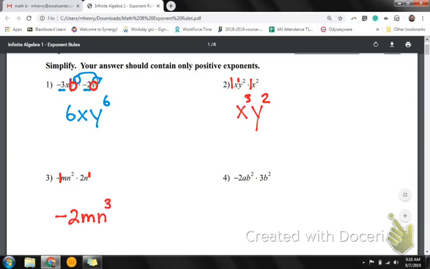Now show me what you did with 3. So there is 2 here, and then there's actually 1 here, right? Remember? Okay. So 2 plus 1 gives you 3. Okay, try number 4, please. Negative 2 times 3 is a negative 6. I only have 1a, and I have 4 b's, b to the 4th. Negative 6a, b to the 4th.